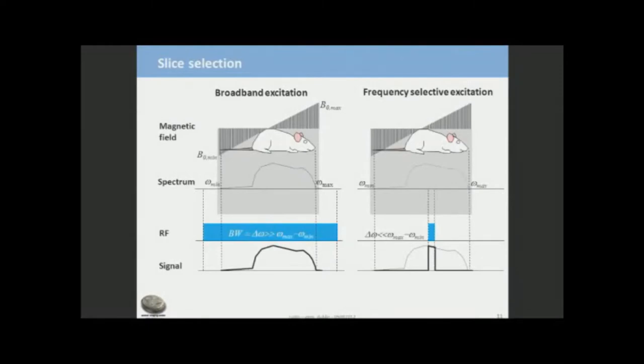So you can apply an excitation to your body, which just excites a small frequency domain, which translates into a small slab through the body of the mouse, in contrast to a broad range excitation using a non-selective pulse. And by combining now gradient with the selective pulses, you can select a slice within the body.